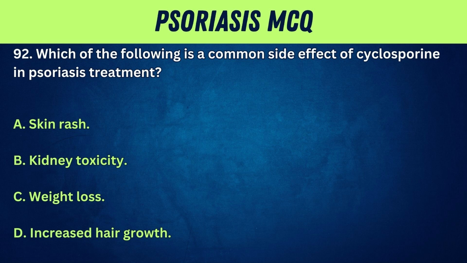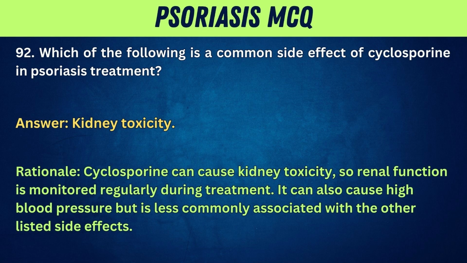92. Which of the following is a common side effect of cyclosporin in psoriasis treatment? A. Skin rash. B. Kidney toxicity. C. Weight loss. D. Increased hair growth. Answer: kidney toxicity. Rationale: cyclosporin can cause kidney toxicity, so renal function is monitored regularly during treatment. It can also cause high blood pressure, but is less commonly associated with the other listed side effects.